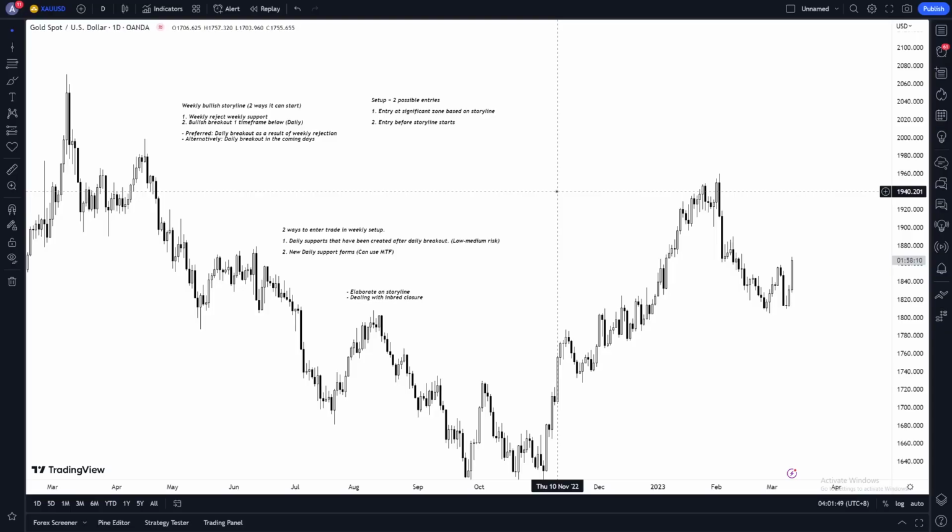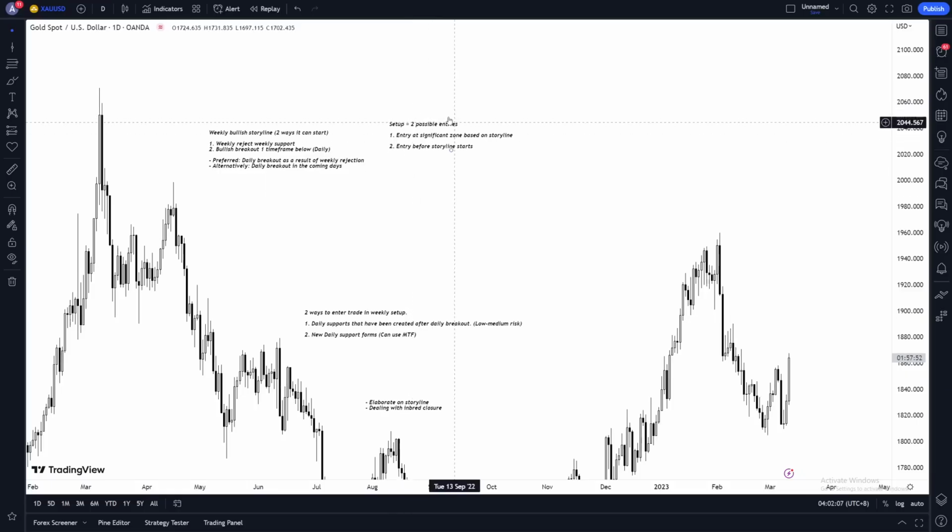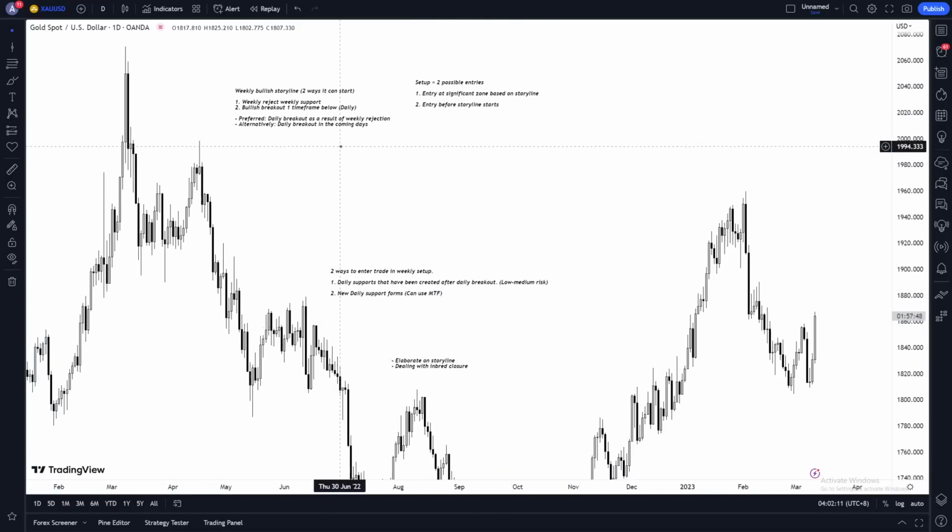What's the second way? The second way is entry before the storyline starts. So I'll give you another example. Daily rejects daily. We look at the H4 for any breakout, but no breakout. Daily rejects daily resistance, H4 just creates a resistance, just like this one here, a buy-sell candle, that's it, as a result of the daily reject daily. That will be your second possible entry, but it's higher risk.